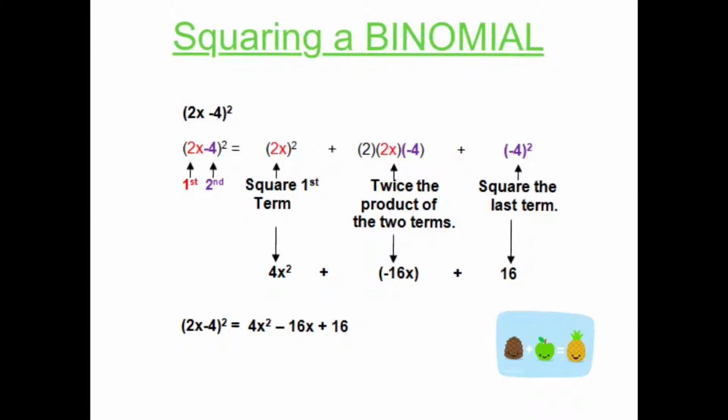So 2 times 2x times negative 4. So 2x times negative 4 will give us negative 8x, and then we times that by 2 to get negative 16x. And then to get our last term here, we just square our last term which we had. And then that is our final answer.